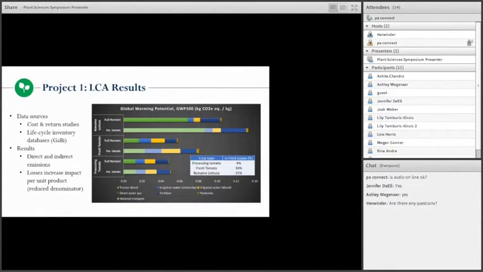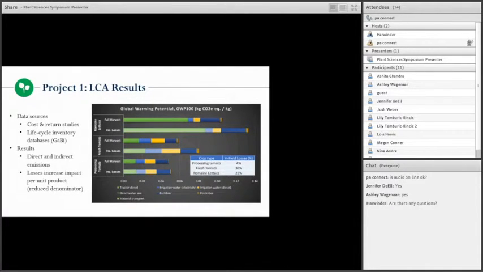Actually, 23% for romaine lettuce, which is on the top, 30% for fresh tomato. So in this example, the fresh tomato was the highest amount of losses, and processing tomato is only 4%. What I want to talk about is the influence of losses on the life cycle assessment.